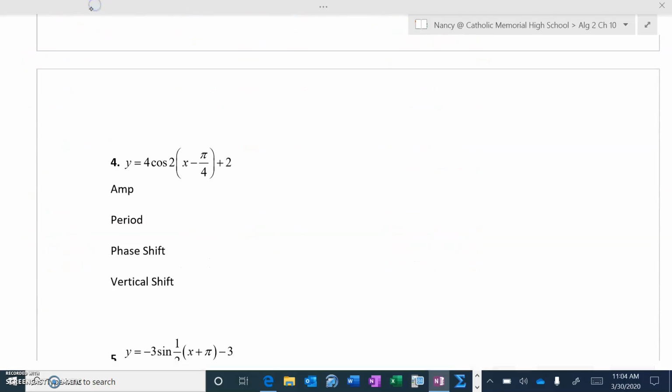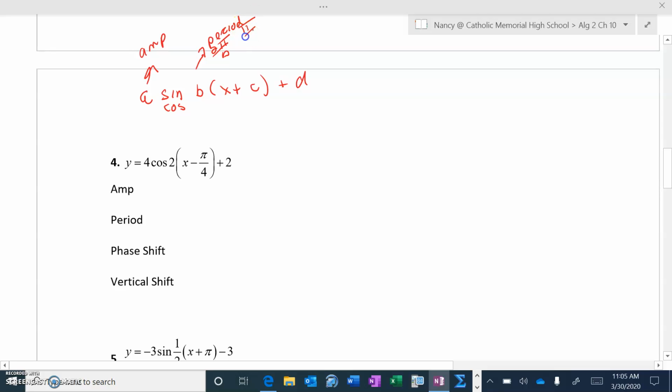So then after we did that, we practiced graphs that were shifted left and right, which is called your phase shift. If you remember, it's A, sine or cos, B, X plus, and you could have H or K, C or D, whatever letters you want. But this is your amp number. This affects period. Remember, for sine and cos, it's 2 pi over B. For tan, it's just pi over B. C is your left-right shift. We call it a phase shift in trig.